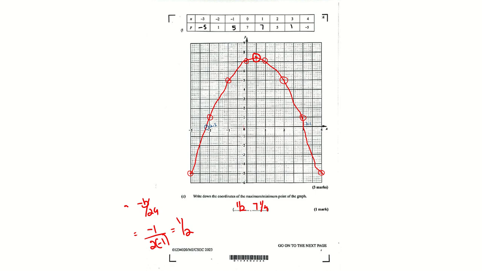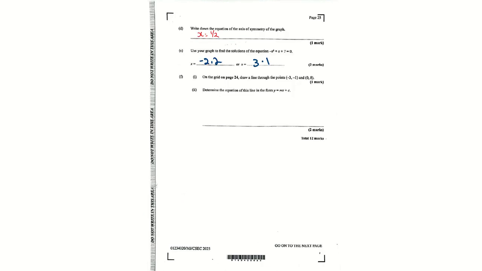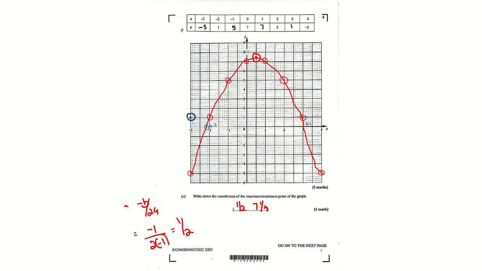On page 24, draw a line through the points negative 3, 1, and 0, 8. Negative 3, 1. So x is negative 3, y is 1. So I'm going to put that in blue. And what was the next coordinate, guys? 0, 8. That's x is 0, y is 8. That's this one right here. So I'm going to draw a line that connects those 2 points.